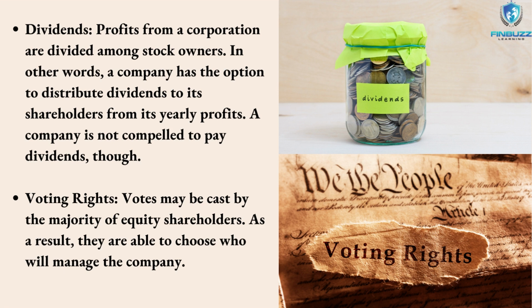Now, the next feature is dividends. Equity investors split a company's profit. In other words, a business can use its yearly profits to pay dividends to its shareholders. However, a firm is not required to pay dividends. A corporation can decide not to pay dividends to its shareholders if it doesn't generate enough cash flow or earn good profits. The next feature of equity shares is voting rights.